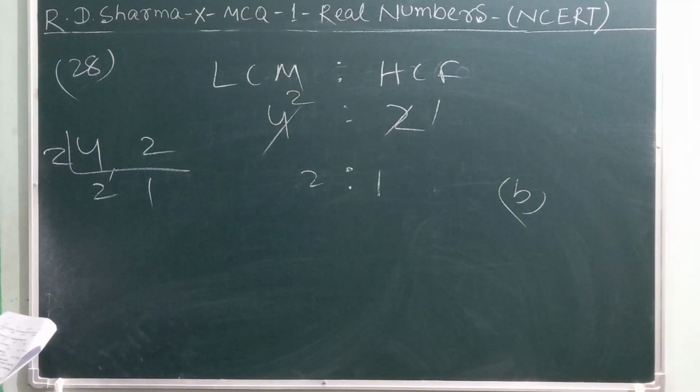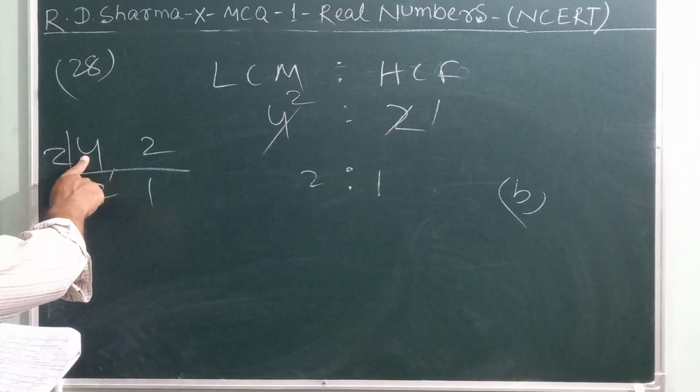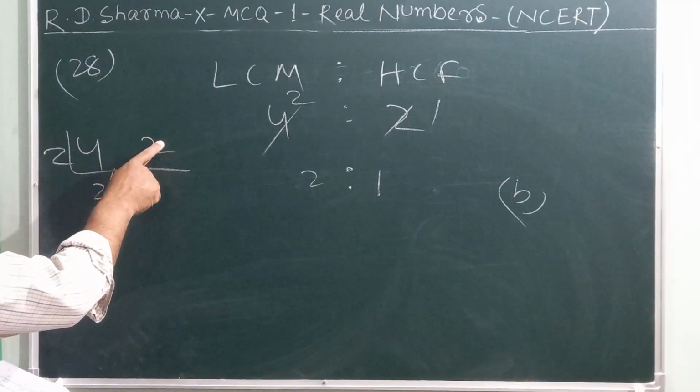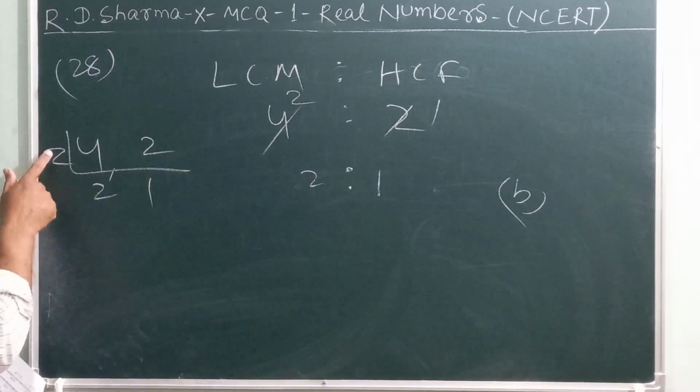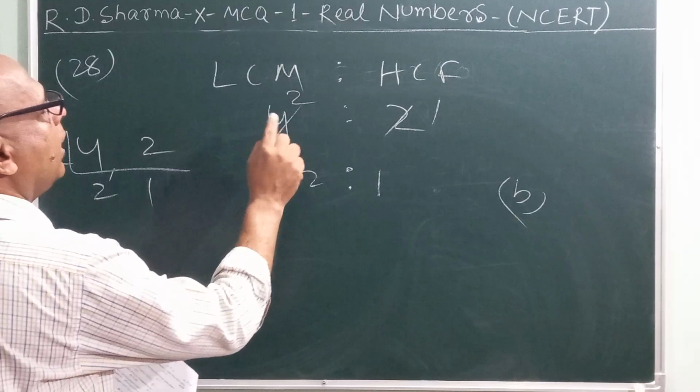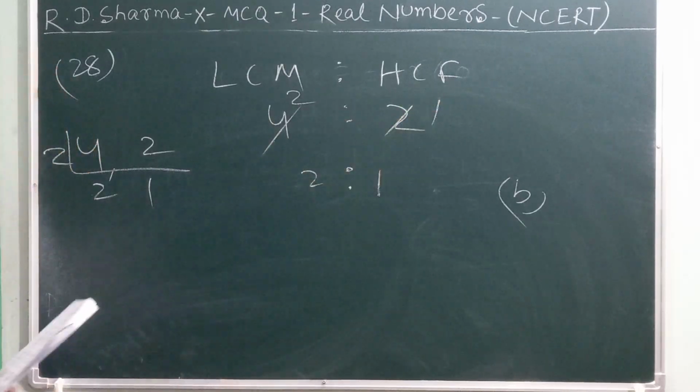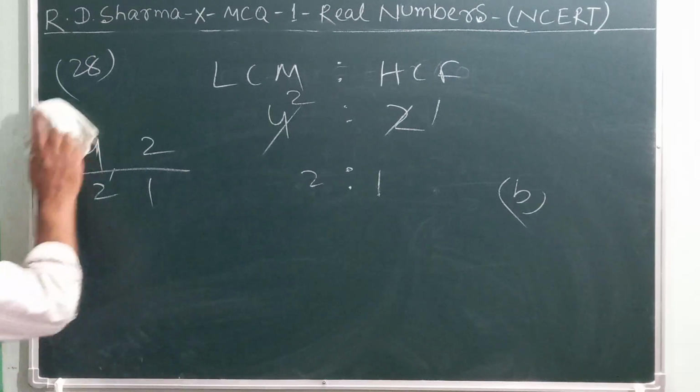The ratio of LCM and HCF of the least composite number and the least prime number: HCF is 2, LCM is 4, so LCM to HCF is 2:1. Next, 29.